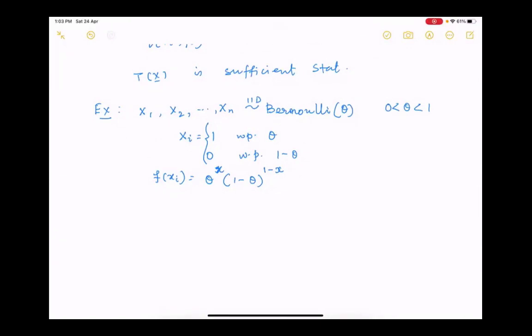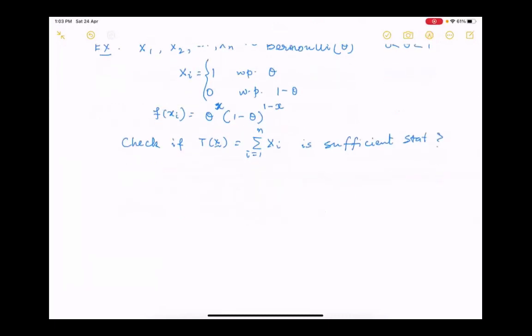Then the question is, check if T(X) equal to summation of Xi, i equal to 1 to n, is a sufficient statistic. Okay, so how do we do that? We do that in this way.